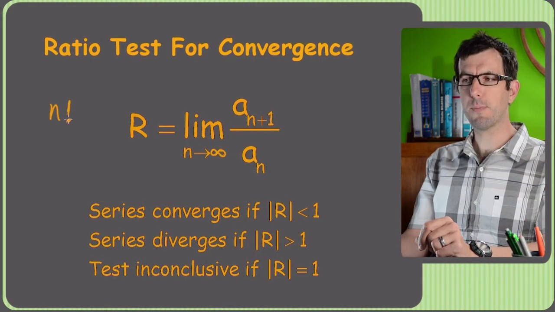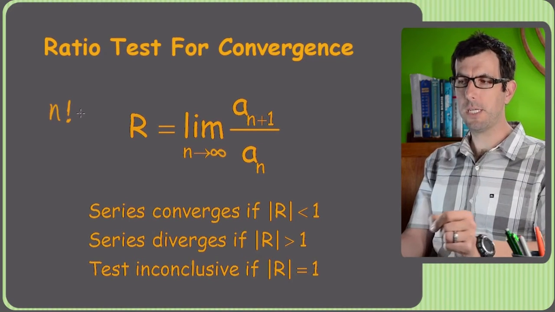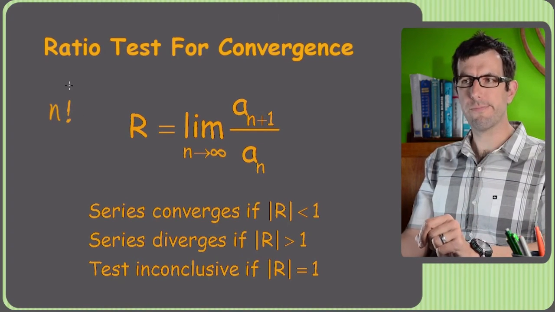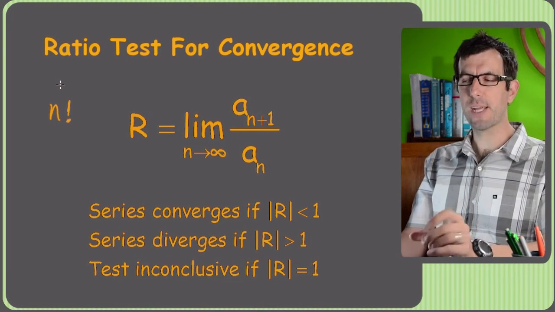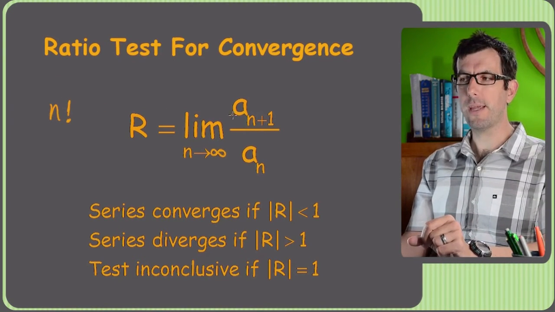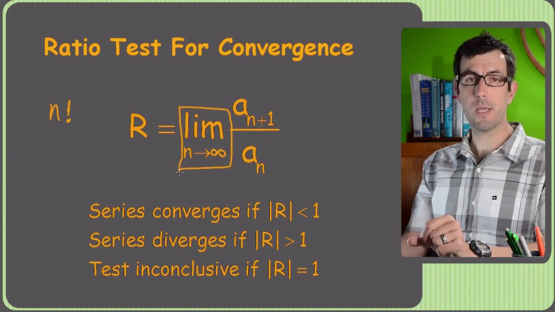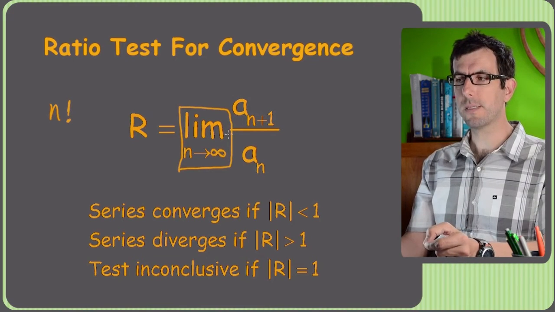Factorial is when you have the exclamation point. I'll show you how to deal with those. We're going to get really good at canceling factorials. But the moral of the story is, all you do is you make a limit problem. Limit as n approaches infinity, just like we did with the limit comparison test.